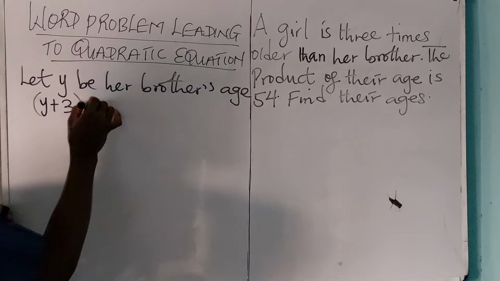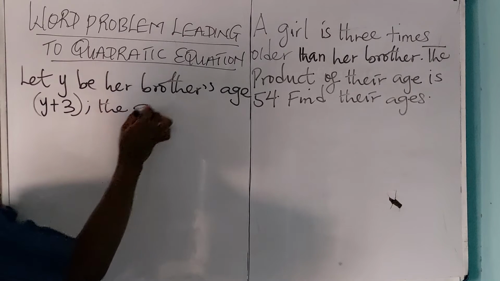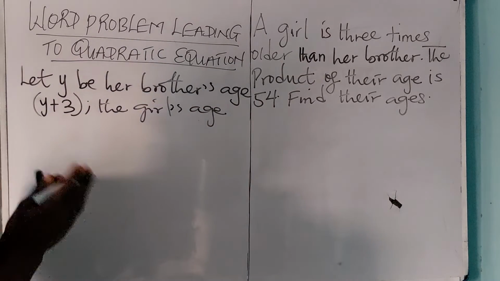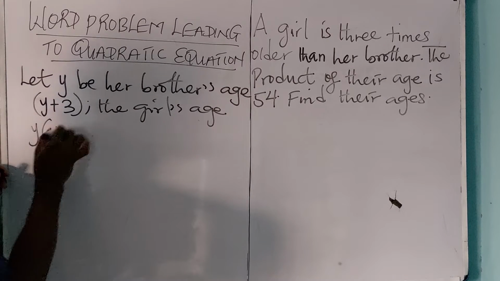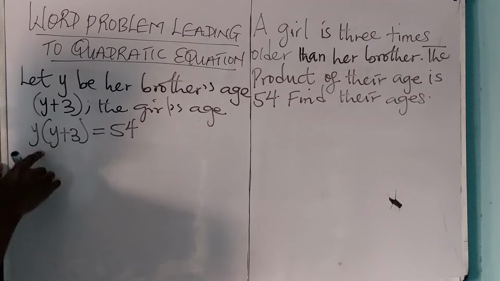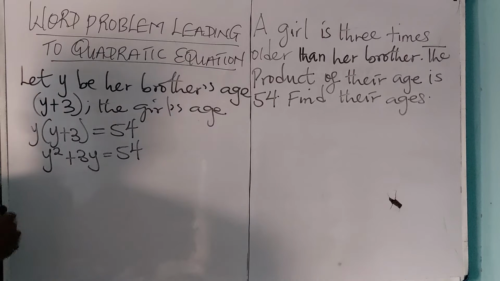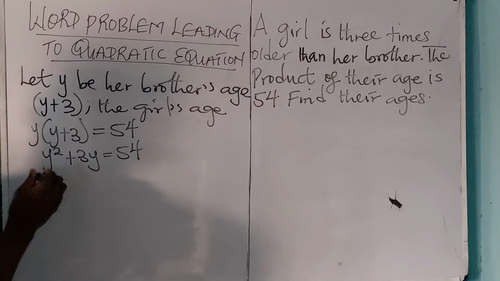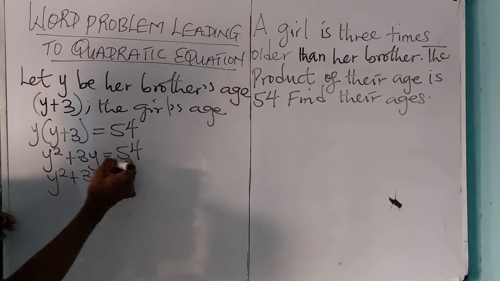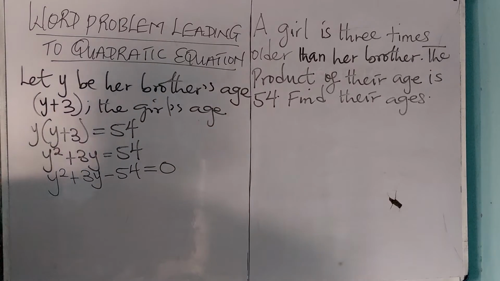So this is the girl's age, all right. And they said the product of their ages is 54, which means that y times (y plus 3) equals 54. Now we have to open the bracket, and doing that, we have y squared plus 3y equals 54. Now it becomes y squared plus 3y minus 54 equals 0. Now this is a quadratic equation.